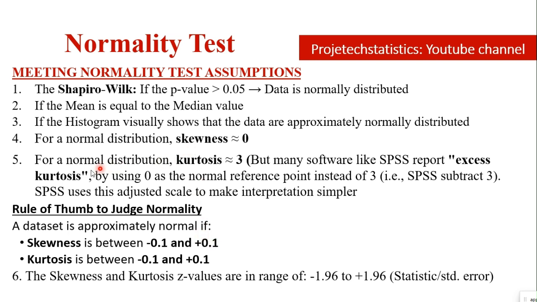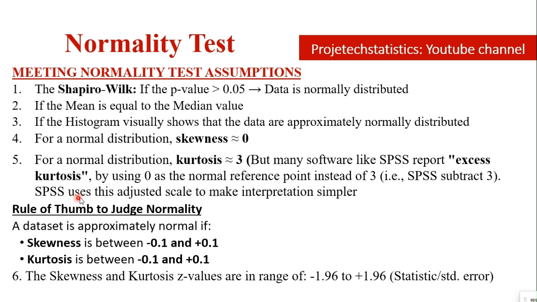Now, for kurtosis, for a normal distribution, the kurtosis is equal to 3. But there is something that we call excess kurtosis. SPSS and many other software packages report excess kurtosis by using 0 as the normal reference point instead of 3. In real sense, the kurtosis for a normal distribution is 3, but SPSS doesn't report 3. SPSS uses excess kurtosis, using 0 as the normal reference point instead of 3. What it means is that SPSS subtracts 3 from the normal kurtosis and uses 0 as the reference point in its output.